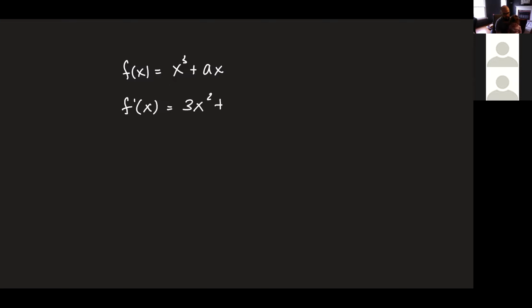Right, so you'd get 3x squared plus a. This would be our first derivative, and then we would go ahead and take our second derivative, and we would get 6x. Is this good so far? Okay. Yeah.